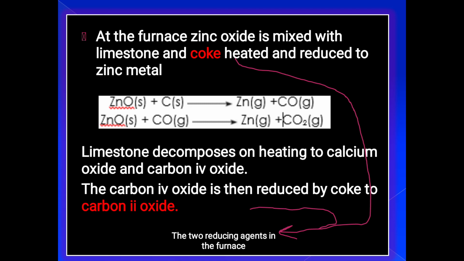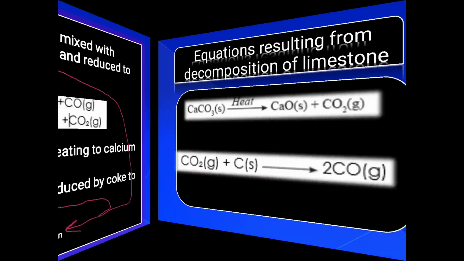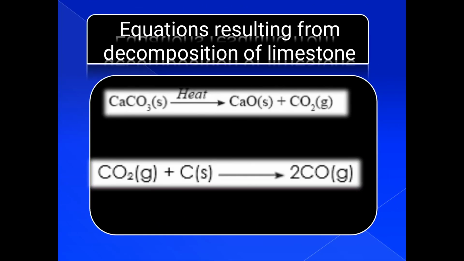Limestone decomposes on heating to form calcium oxide and carbon IV oxide. And then the carbon IV oxide is reduced by coke to give us carbon II oxide. So the two main reducing agents in this type of furnace are, number 1, coke, and also carbon II oxide. The equation resulting from the decomposition of limestone: remember limestone is basically calcium carbonate. On heat, it is decomposed to calcium oxide plus carbon IV oxide according to this equation.